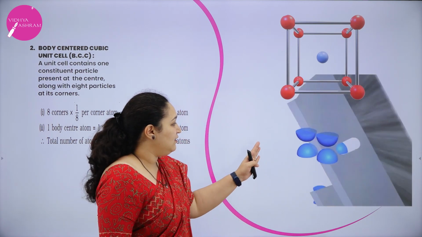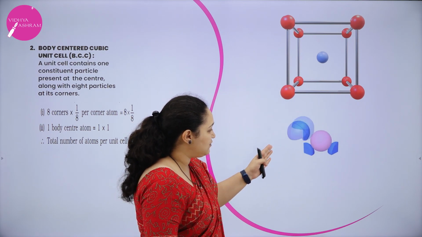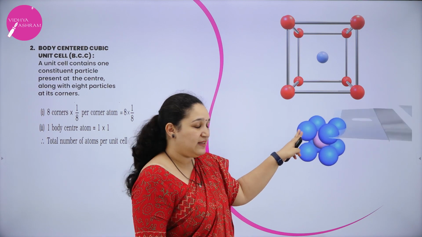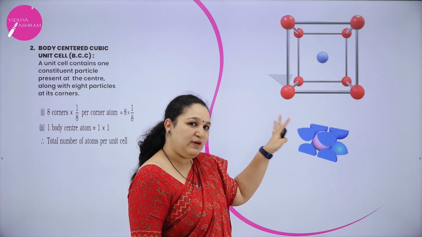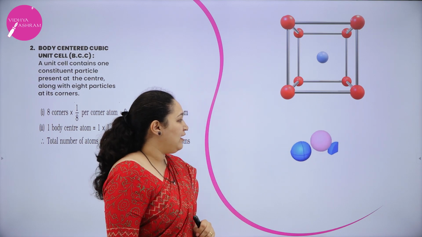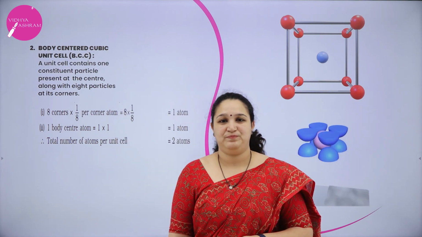You can see here how I have shown the cutting. The blue ones, that is from the corners, join and make up 1, and the one in the center, the pink one, solely belongs to that unit cell. So totally how much do we have? We have 2 atoms in BCC.